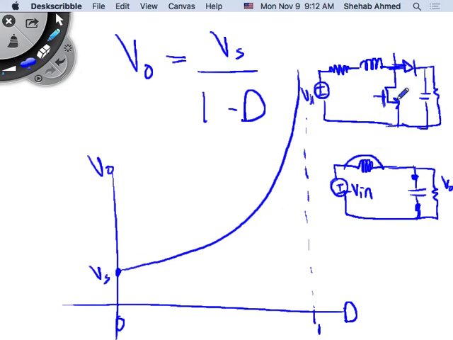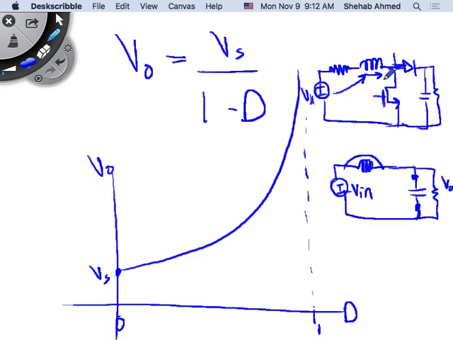Now I kept this switch on for a longer and longer period of time. What am I doing? I'm taking my input source, charging my inductance with energy. Then I open up the switch. After I open up the switch, the diode is on. Why is the diode connected? Because there's inductor current flowing.